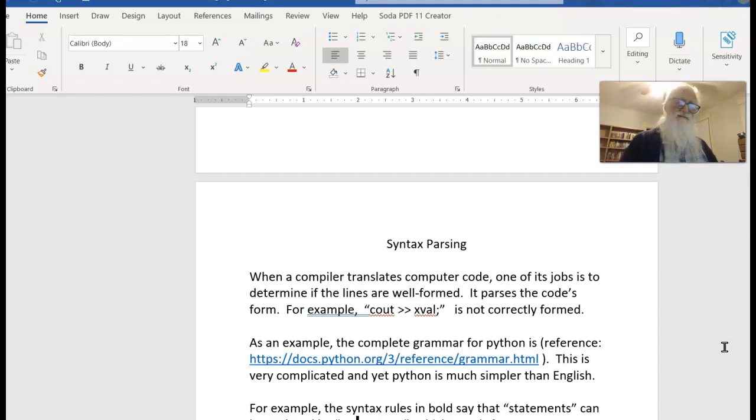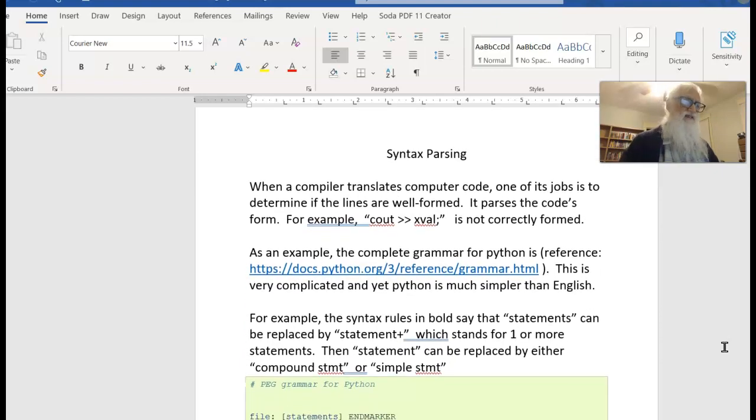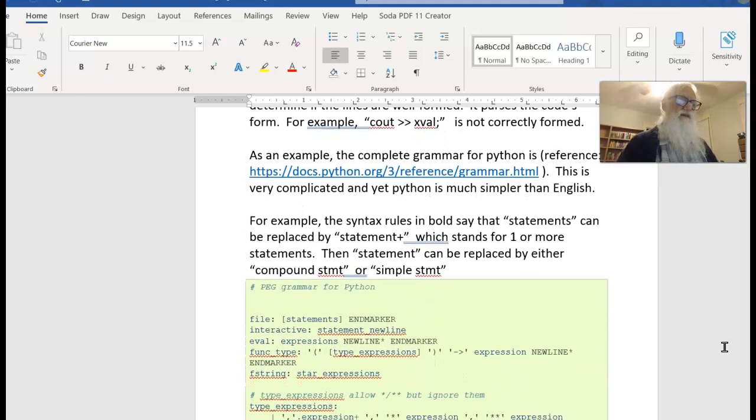Do you recognize it? Is it a correct line? I say no. The machine would say no, too, because I've used the input symbol instead of the output symbol. So it is not correctly formed. Now, if you want to see how big these grammars can become, I got this from the web. Here's the grammar for Python.